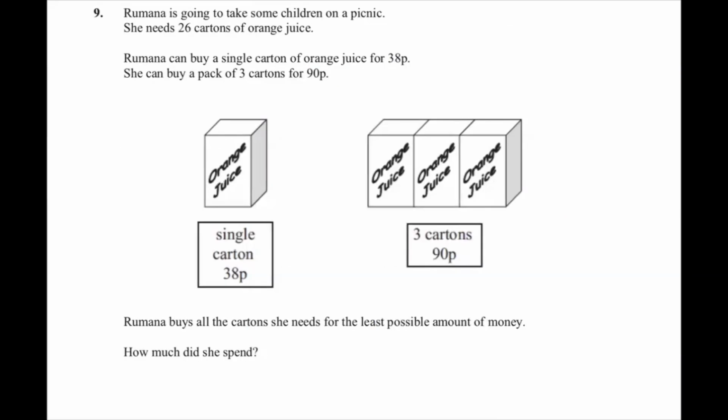Okay, so we need 26 cartons of orange juice as cheaply as possible. So buying in packs of 3 is more economic. So we want to buy as many as we can. So 26 divided by 3. Remember, you've got your calculator. Just pop it in. It gives you 8.66 and on it goes. That tells me that if I buy 8 packs, 8 times 3, there's 3 in each pack, I can get 24 by buying 8 packs.